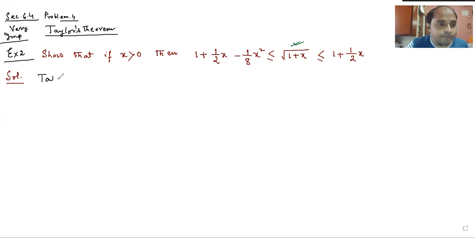Take f(x) is equal to under square root 1 plus x, and we can write it as (1 plus x) to the power half. Now we shall try to calculate the derivatives.